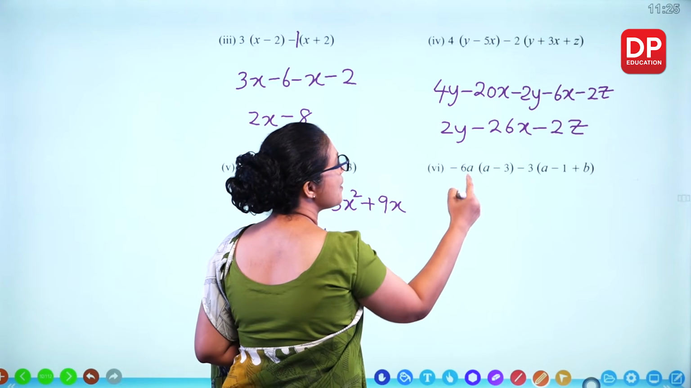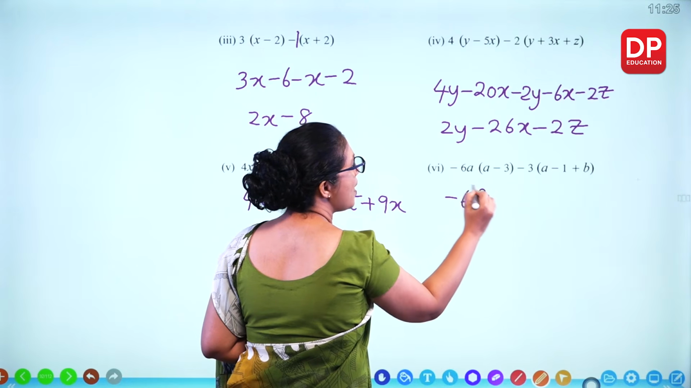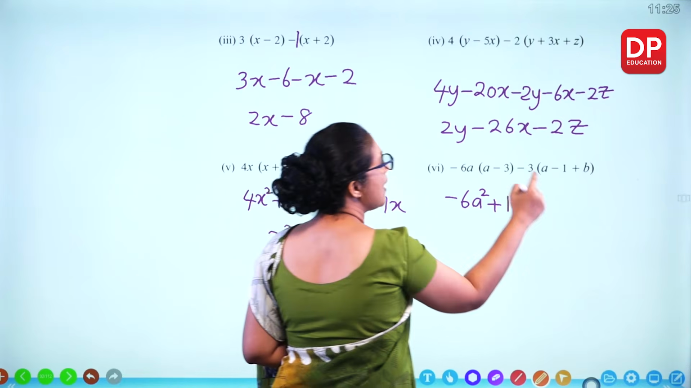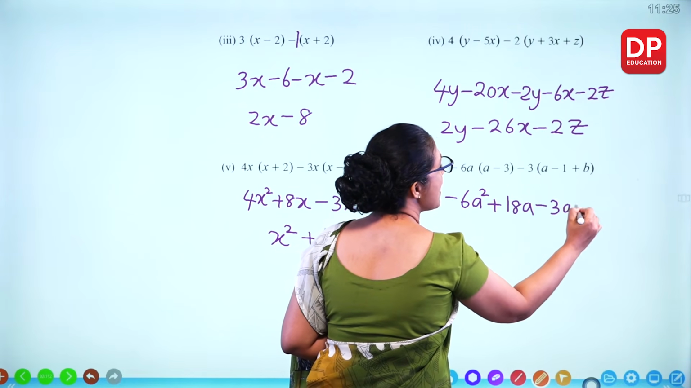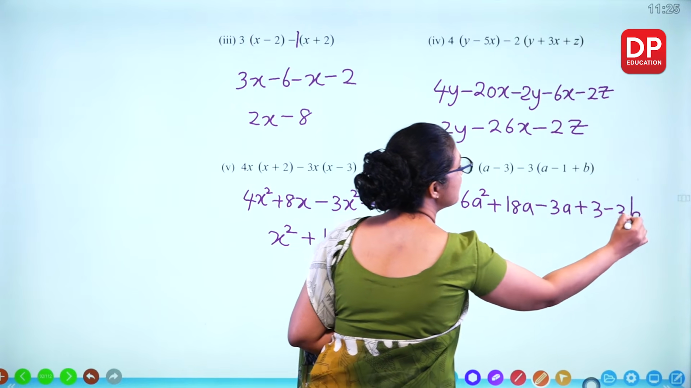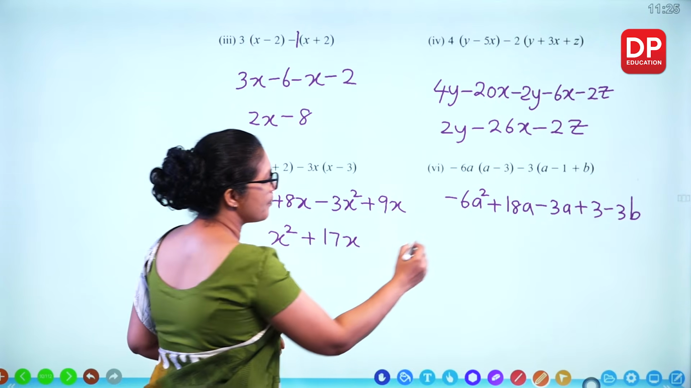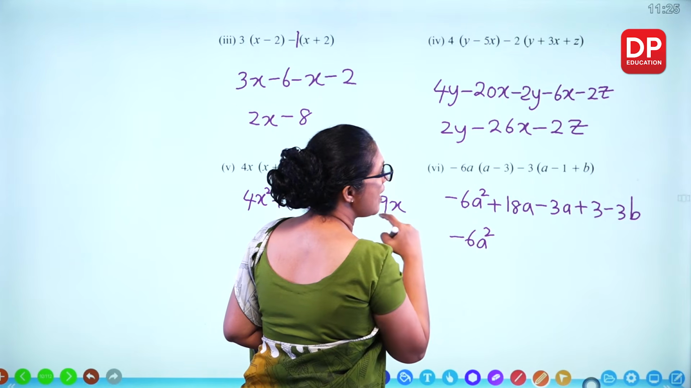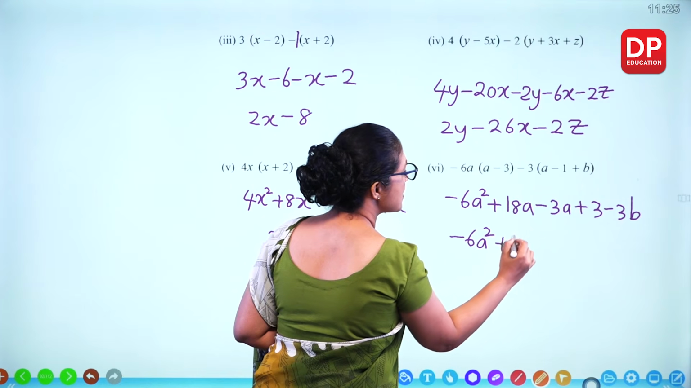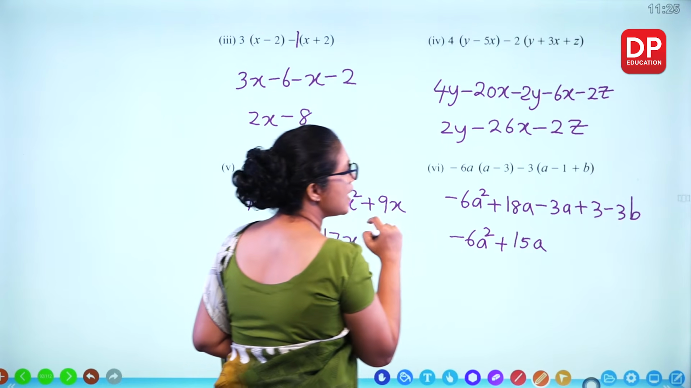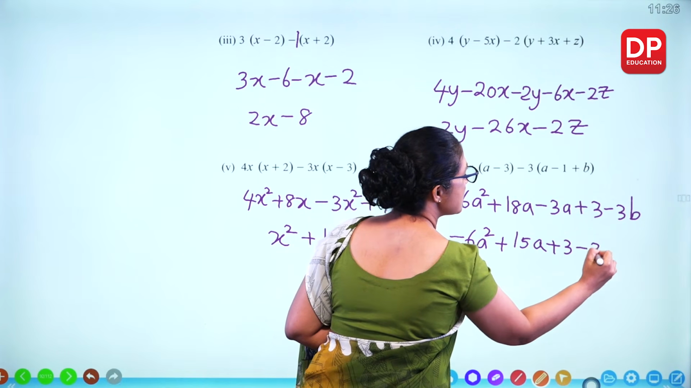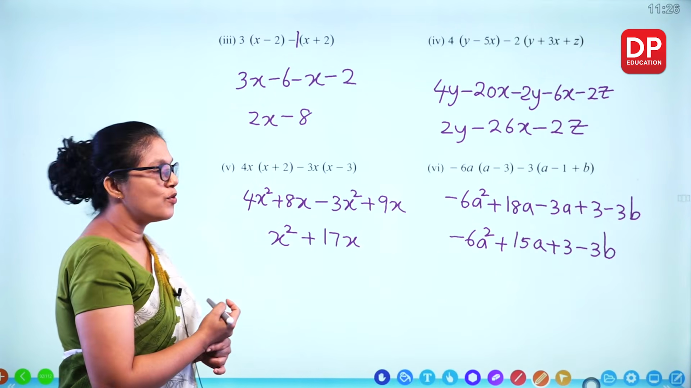Multiply by minus 6a, minus 6a squared. Minus minus plus 18a. Minus 3a plus 3 minus 3b. What are the like terms? Minus 6a squared there, 18a and minus 3, plus 15a. And there's 3 and minus 3b term. You can't simplify those terms.